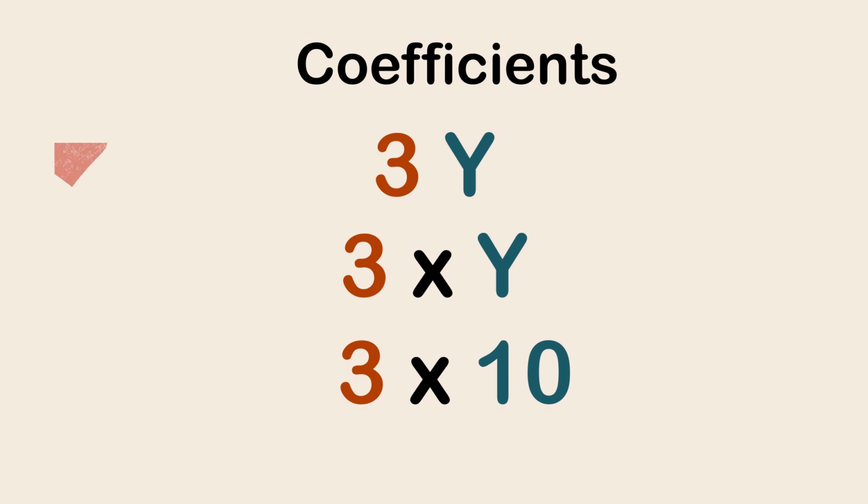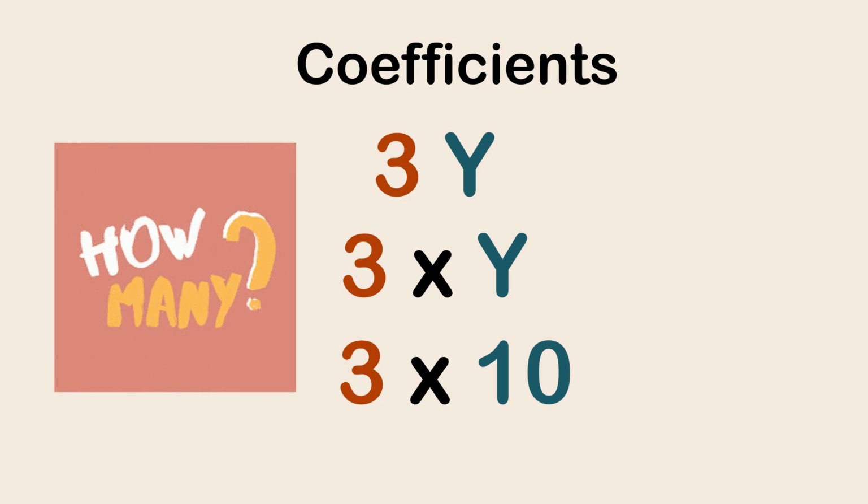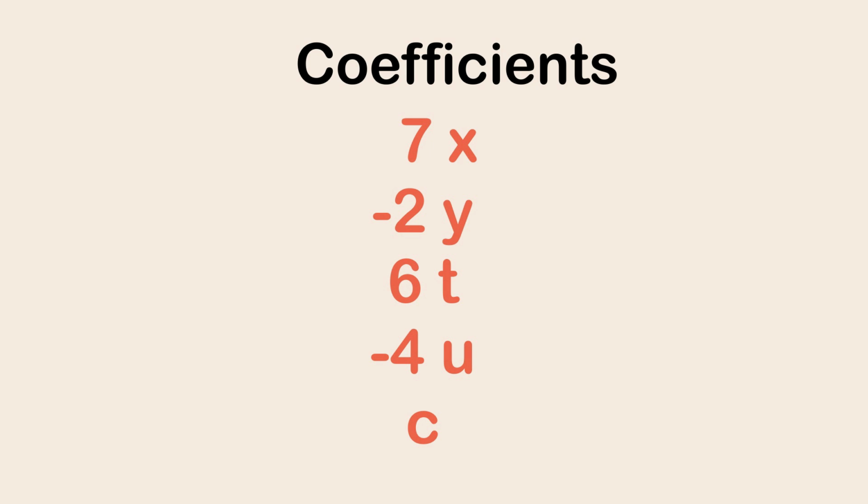Coefficients also tell us how many of the pronumeral or term we have. So 3y means we have 3 of y in this expression. Let us read all the coefficients in these examples one by one. 7 is the coefficient of x, which means we have 7 of x. Negative 2 is the coefficient of y. That means we are short in y by 2. Then 6 is the coefficient of t, means we have 6 of t. Negative 4 is the coefficient of u. Lastly, the coefficient of c is 1, but we don't need to write it out explicitly, because it's understood that when a variable appears without a visible coefficient, it is 1. We can see only one c here.